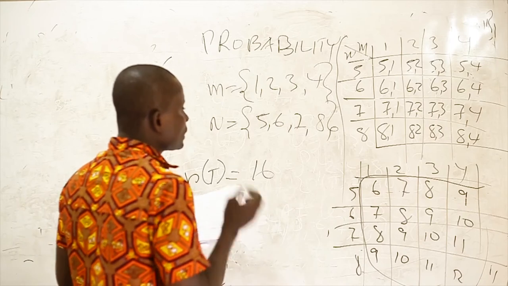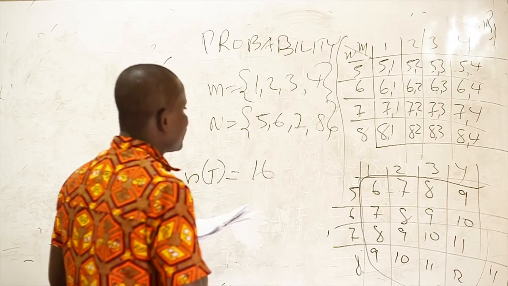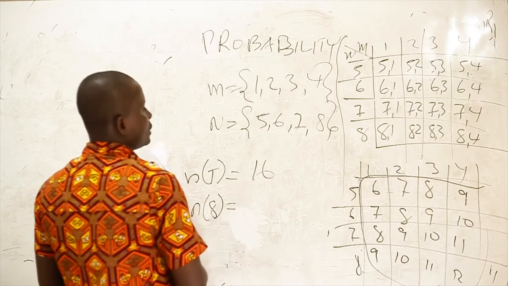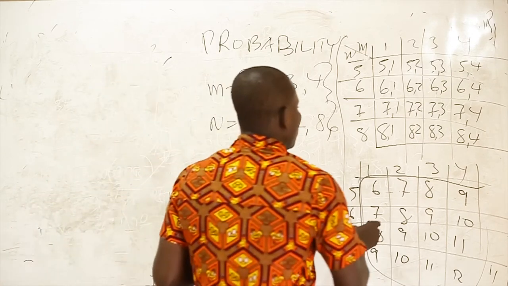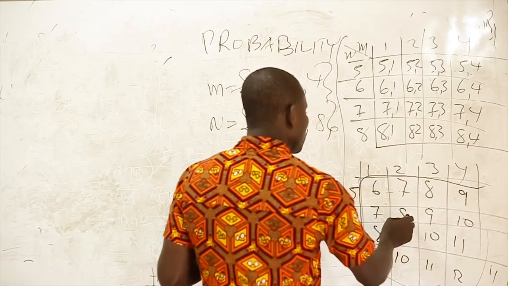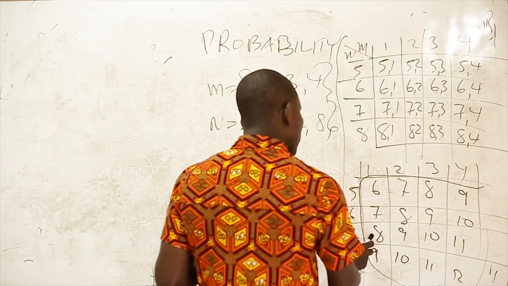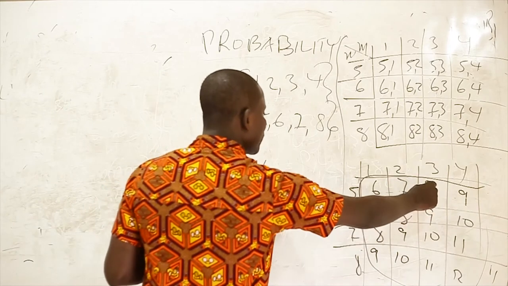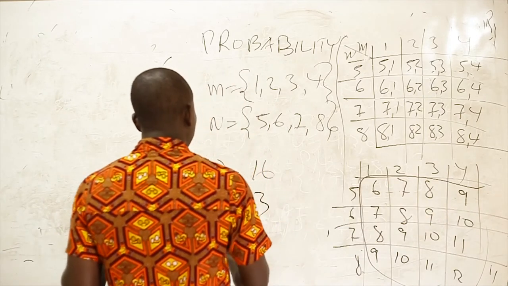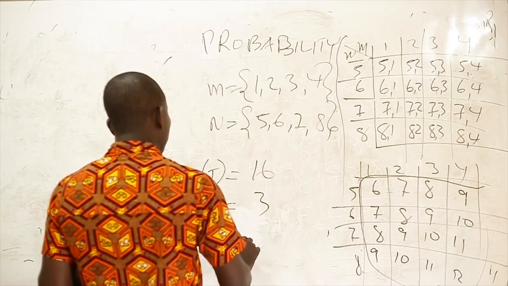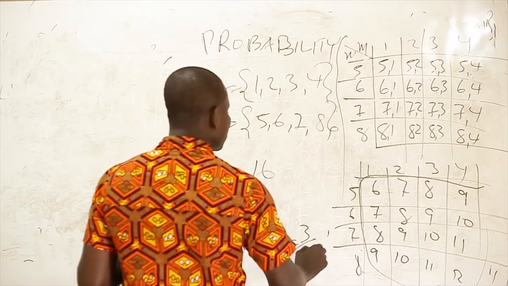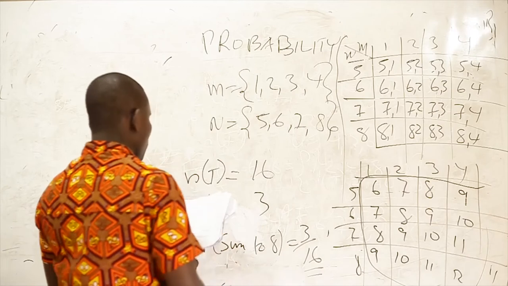Probability of getting a sum of 8. Let's check. Let's see, I've got one, 1, 2, 3. This 8 is not included, I'm talking about inside. It's equal to 3. Therefore, P of sum to 8 is 3 over what? 16. Is that okay? Sure.